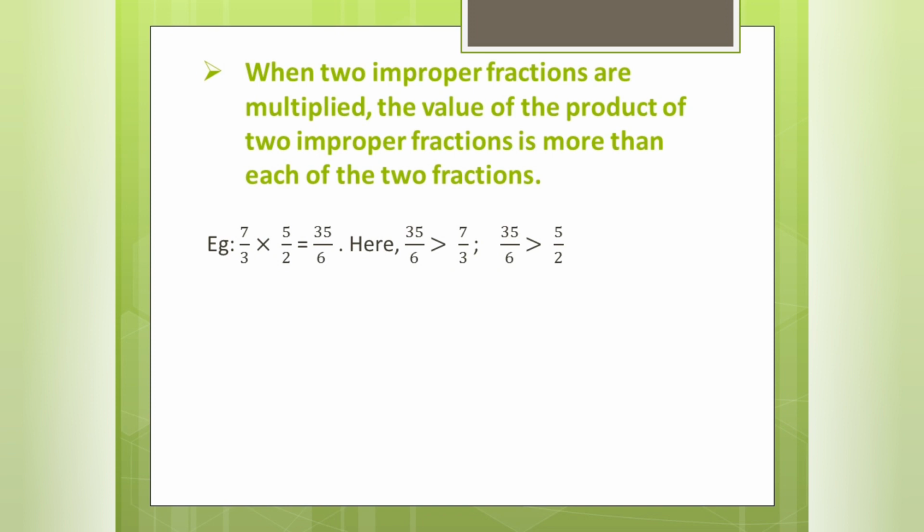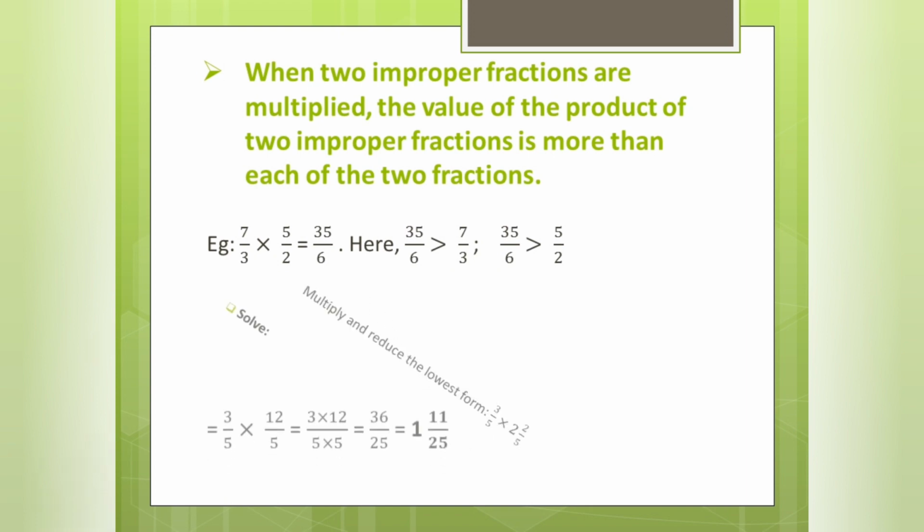So let us see that 35/6 is greater than 7/3, and again 35/6 is greater than 5/2. That's why we are saying that when two improper fractions are multiplied, the product of two improper fractions is more than each of the two fractions.